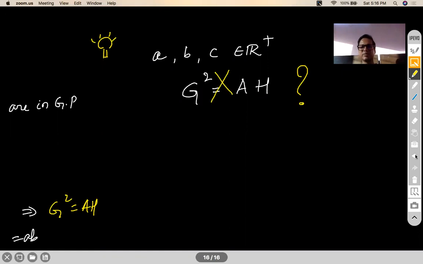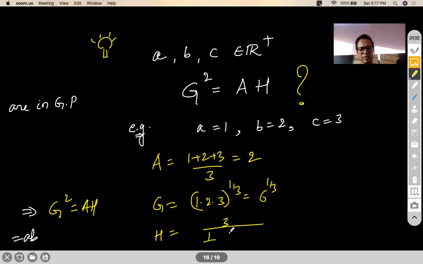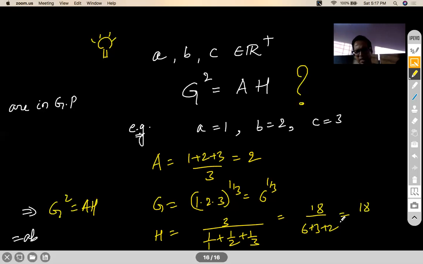And what is that case? Let me discuss with you by a simple example. Consider an example of A, B, C being 1, 2, and 3. What is your arithmetic mean? Arithmetic mean will be (1 plus 2 plus 3) by 3, which is 6 by 3, which is 2. What is the geometric mean? It is the cube root of 1 into 2 into 3, which is the cube root of 6. And what is harmonic mean? Harmonic mean will be 3 divided by (1 by 1, 1 by 2, 1 by 3). Let me multiply with 6 throughout. So it will be 18 by (6 plus 3 plus 2), which is 18 by 11.